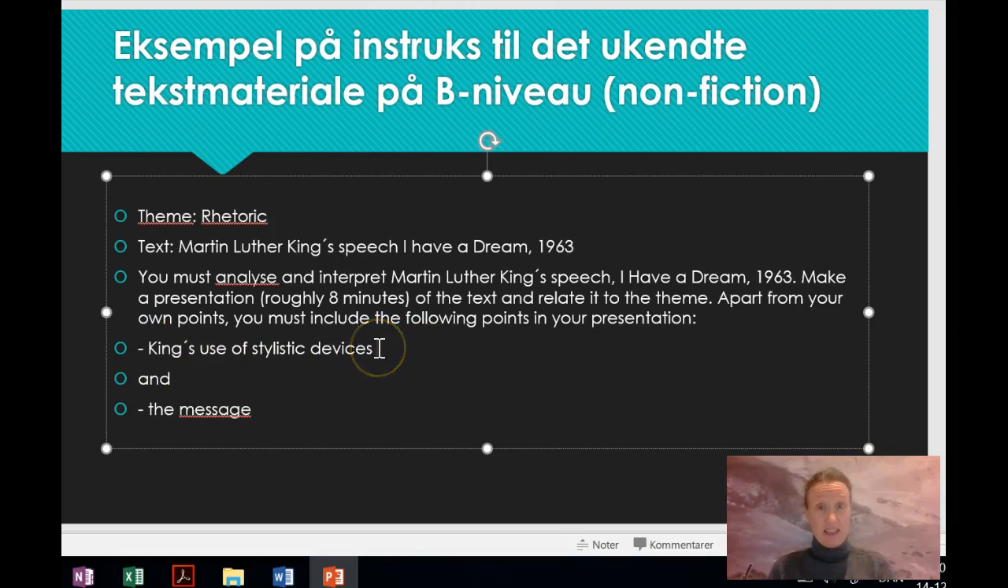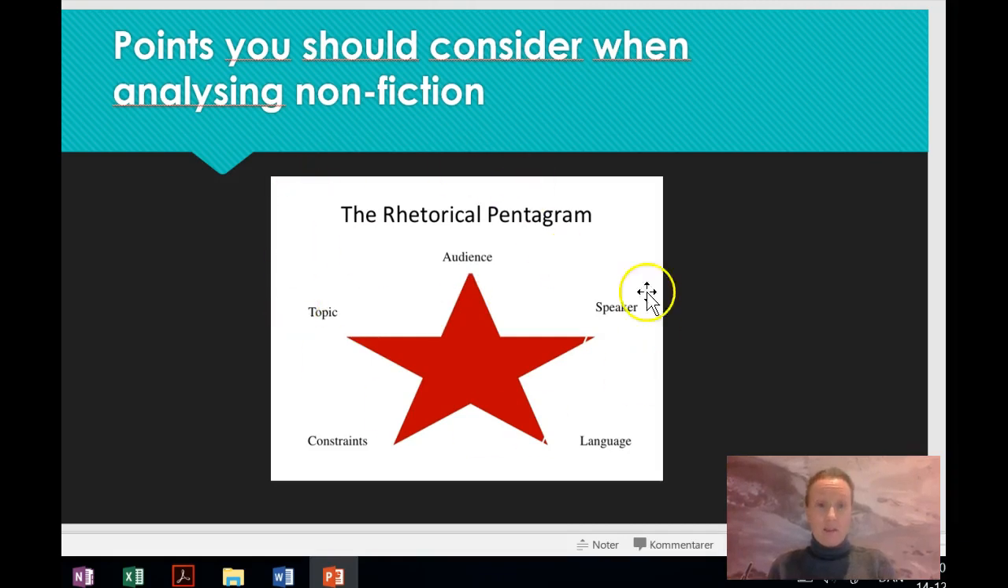King's use of stylistic devices or rhetorical devices, it's the same thing, and the message. Well, you all know that we've worked with the rhetorical pentagram. So if you get a non-fiction text, use the rhetorical pentagram so that you present the topic, the intention of the text, what kind of circumstances that we're in, who's the audience, who's the speaker, and then obviously the language is your main focus.